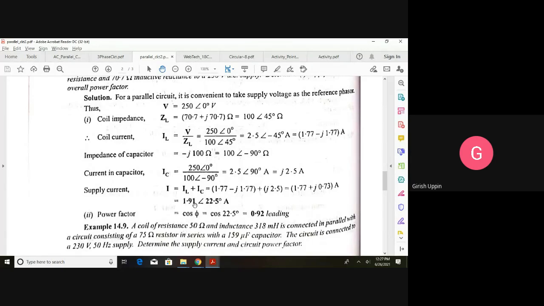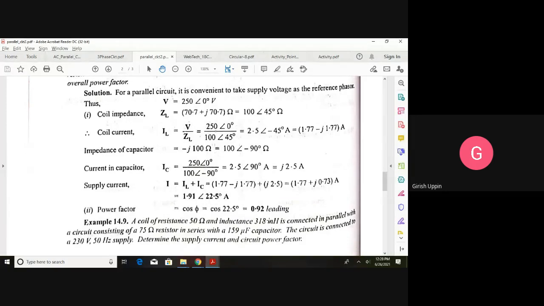This angle is nothing but the angle of the current, right? Voltage is having a reference of 0. So what is the phase difference? The current is having 22.5 degree minus 0 degree. So that is the phase angle phi. Cos of that angle is nothing but the power factor of the circuit. So you can solve on similar lines.